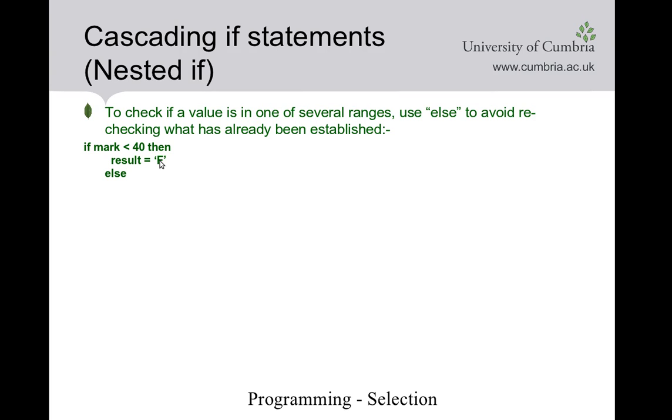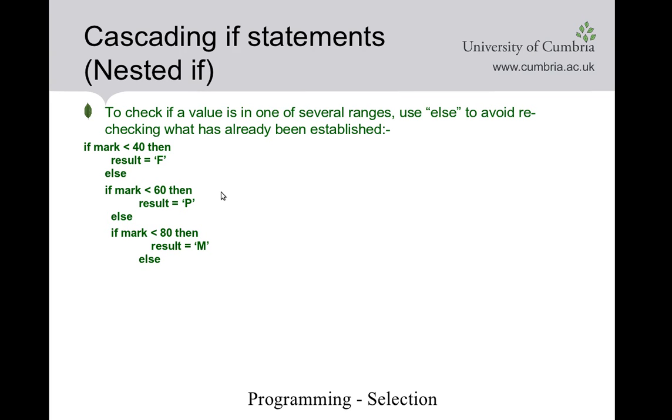If they have achieved 40 or more, then we will need to work out whether or not they have reached the next grade band. So if mark is less than 60, we know at this point that it has to be greater than or equal to 40 because the first test failed. So therefore we just need to check if mark is less than 60. We can then output the result as a P.